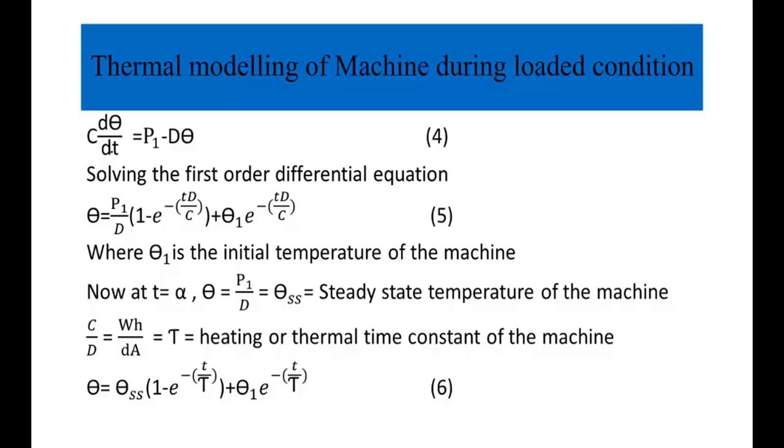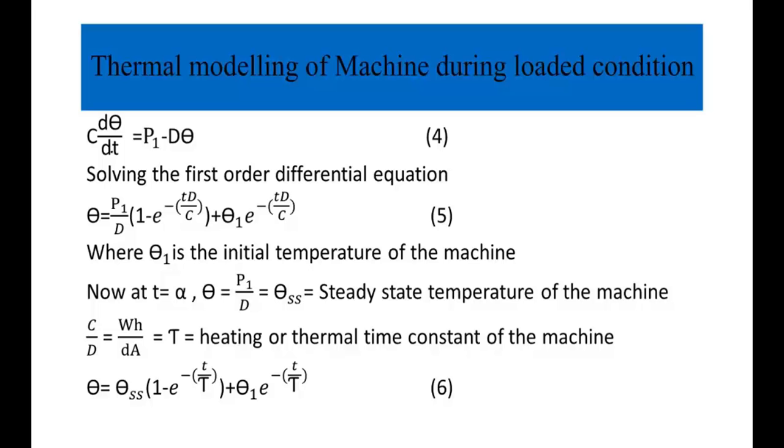Now at t is equal to infinity, theta is equal to P1 by D. That means if the load is connected to the machine for infinite duration, then a constant temperature, or steady state temperature, of the machine will be reached. That is also known as the equilibrium state of the machine. In that state, heat developed by the machine is equal to heat dissipated to the surroundings.